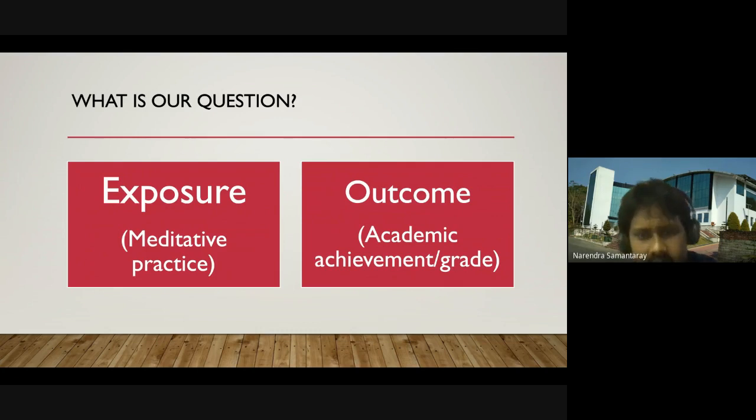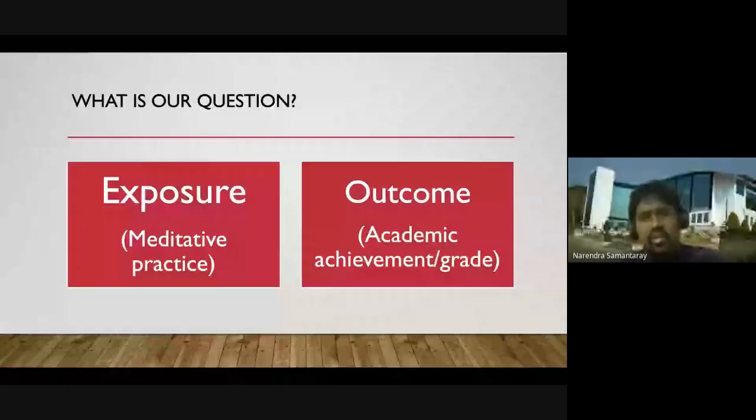Say, for example, here we're taking a very basic example, and right now a lot of research is happening on this: the role of meditative practices in academic achievement, or performance achievement. So better let's say academic achievement.